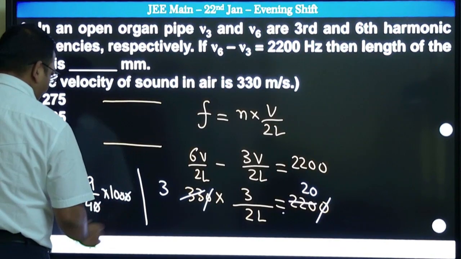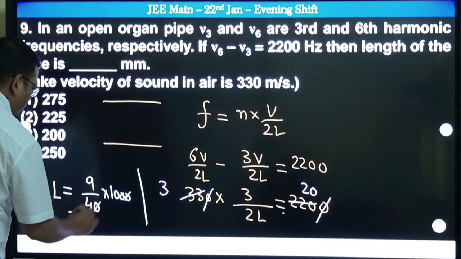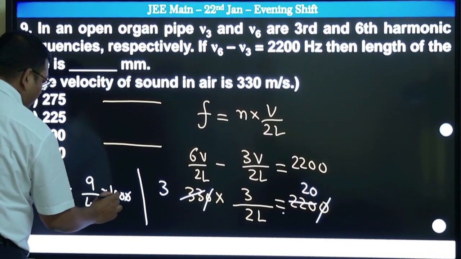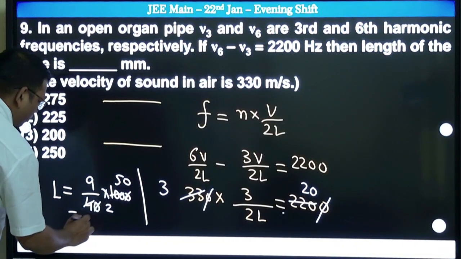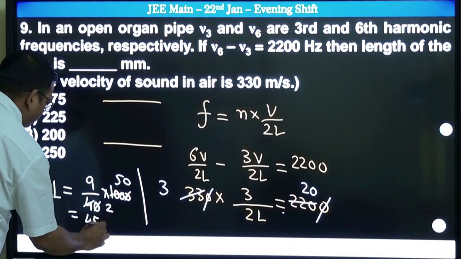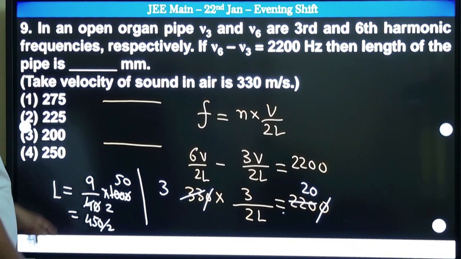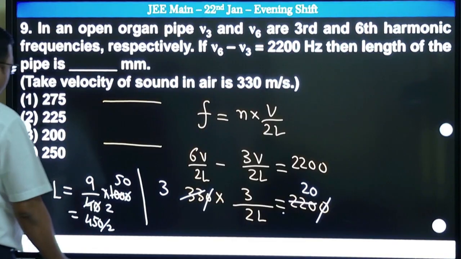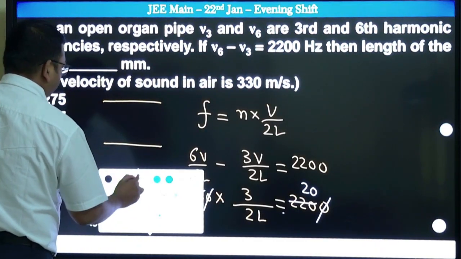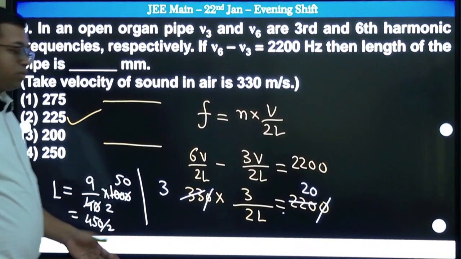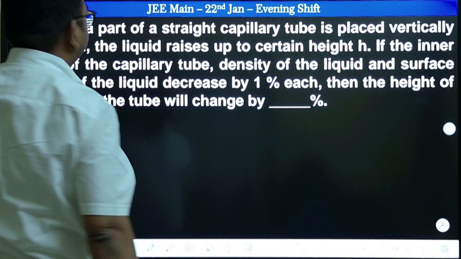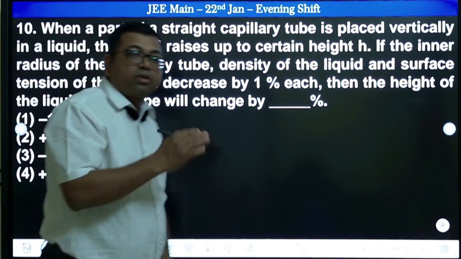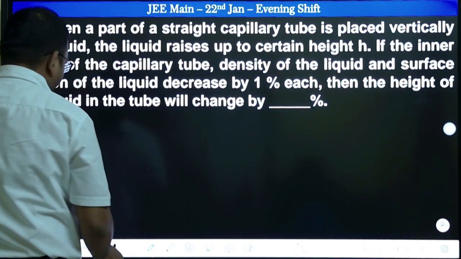Check out. So this becomes, even 2 can be cancelled. So 2 into 50, 2 into 2. So 9 into 5, 45. 450 by 2. 450 by 2 is 225, correct? So you can go with 225. Let us move to the next. Okay, so let us go to the next question.